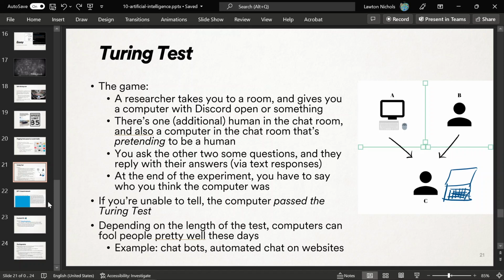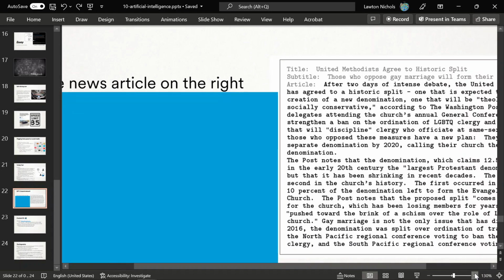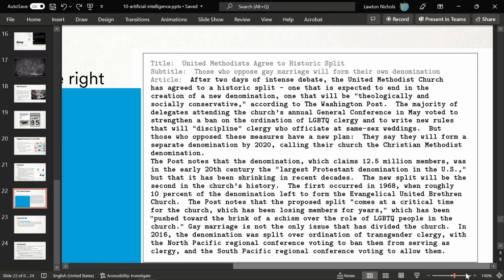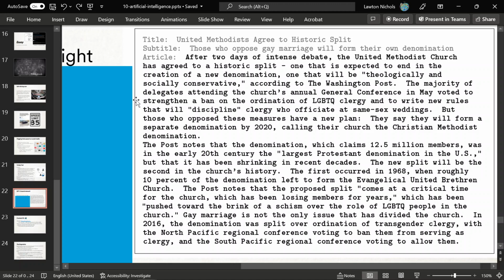Because I want to show you how easy it is for a computer to come up with some stuff. Let me show you something. So take a second and read this article right here on the right. Just take a minute or two, skim it. This is an article. I won't tell you where I'm going with this, but just read it. Looks like a news article, right? And then we'll talk about why I'm having you read this.